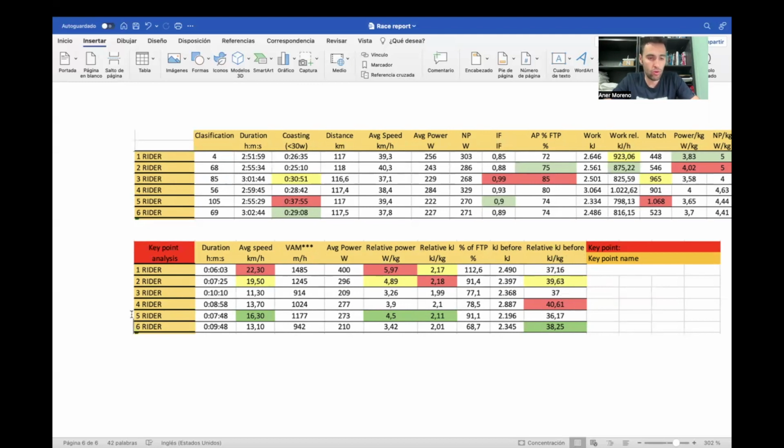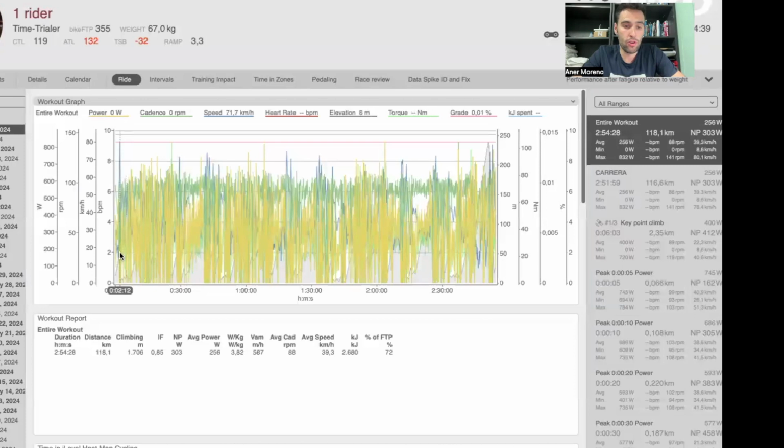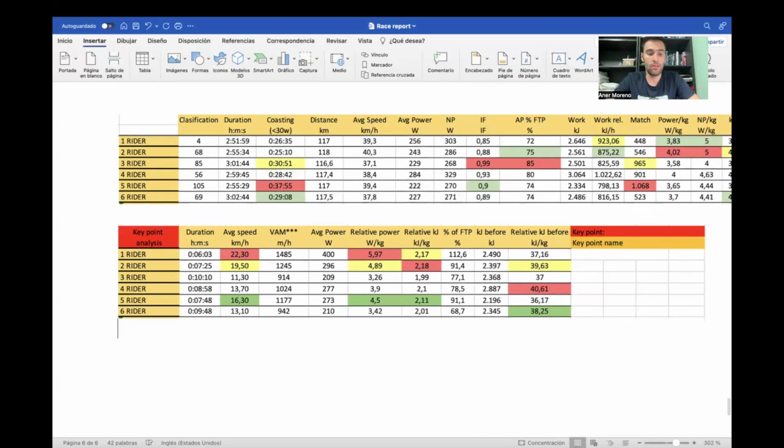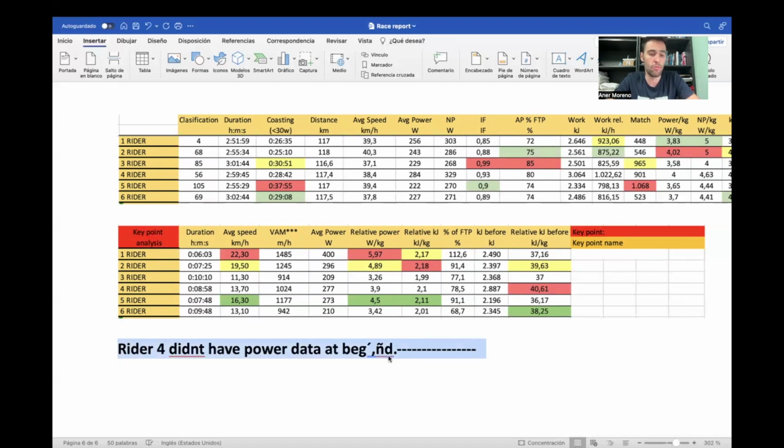Also, rider 5, those small details which we can't pass over, because he spent fewer kilojoules per kilogram, because as we can see, he had a point here before starting the key point in which there was no power data. Okay, this is analysis where we can write here: rider 4 didn't have power data at the beginning of the race. Okay, we can write whatever we want here.